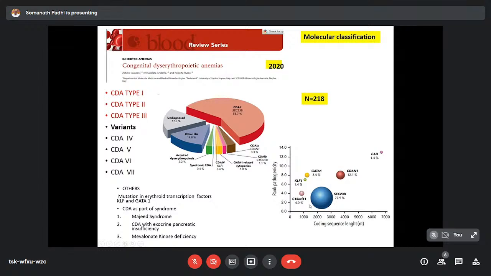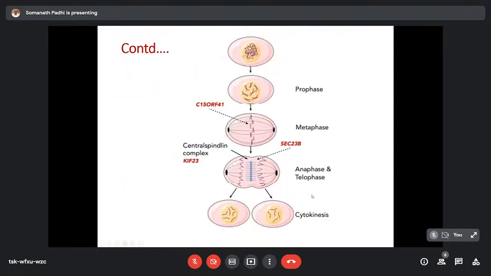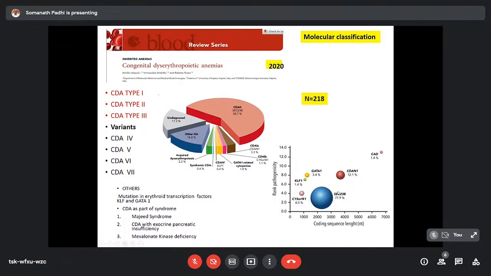So what they have suggested is that in the right-hand panel you can see the coding sequence length. The reason SEC23B is found to be the most commonly mutated is because of its coding sequence length in the genome, which constitutes around 77.9%. That's why it tops the rank in this pathophysiological mechanism. That's why CDA type 2 is actually the most common. The majority of our cases are CDA type 2 because this protein has a very high coding sequence length, and you can see that CDA1A is 12.1%, GATA1 3.4%, KLF1.